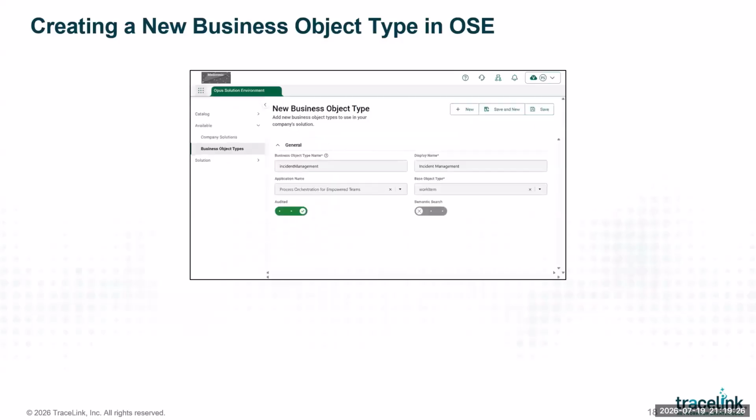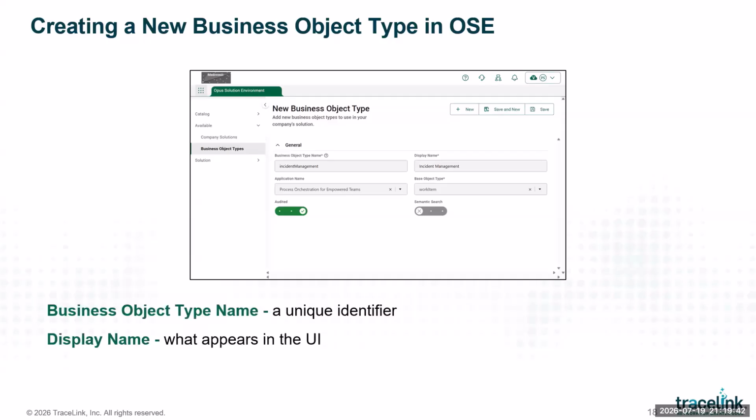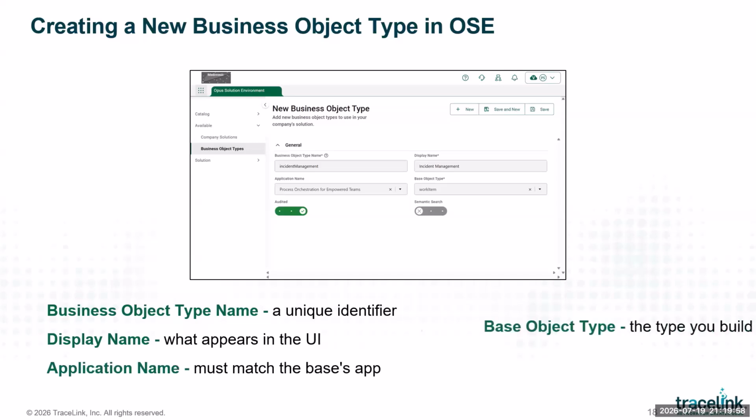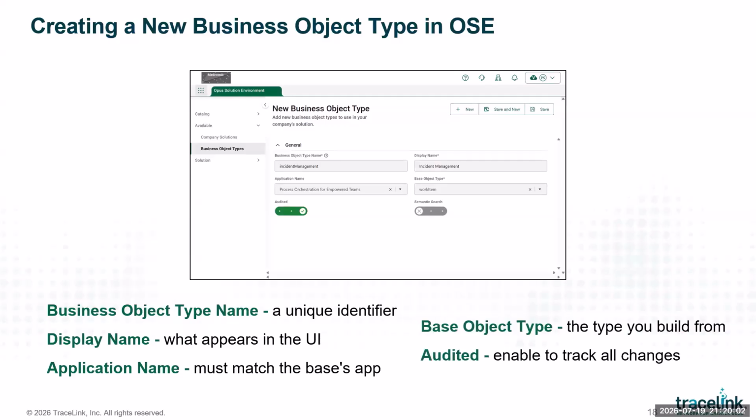When we create our business object type, a handful of setup values really matter. The name is Incident Management, and the display name is Incident Management. The name is the identifier, and the display name is what people actually see in the interface. The application is POET, the base object type is work item, and we'll make sure audited is enabled so we capture a full history of every change. These are the values that set up the build you're about to watch.